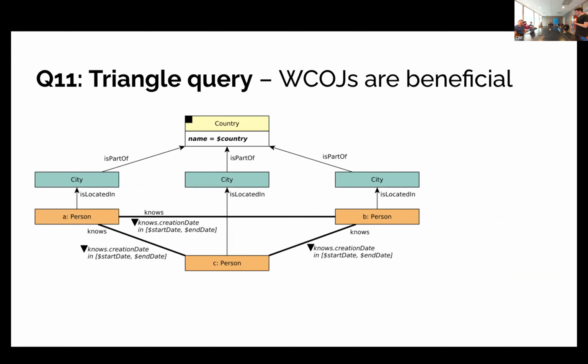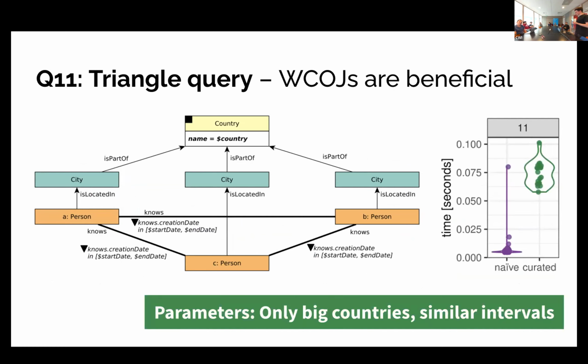I would like to demonstrate 4 queries in this presentation, which all stress some sort of interesting feature. The first is the presence of worst case optimal joins, which is a new technology in relational data processing that ensures that cyclic subqueries, like this triangle of people living in the same city, can be run efficiently. This query is easy from a parameter selection point of view because we just select big countries, which push the runtime up a bit. And we select similar time intervals when the persons got to know each other.